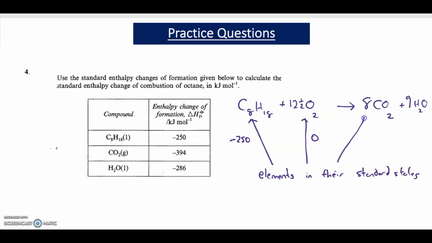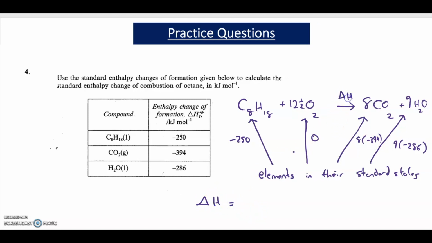The enthalpy change of formation of oxygen is 0 because it's 0 for an element. And then I just have to work out the values for 8 lots of carbon dioxide and 9 lots of water. And I'm given the delta HF values for both compounds. So I need 8 lots of minus 394 because I'm forming 8 CO2s. And I need 9 lots of minus 286 because I'm forming 9 H2O.